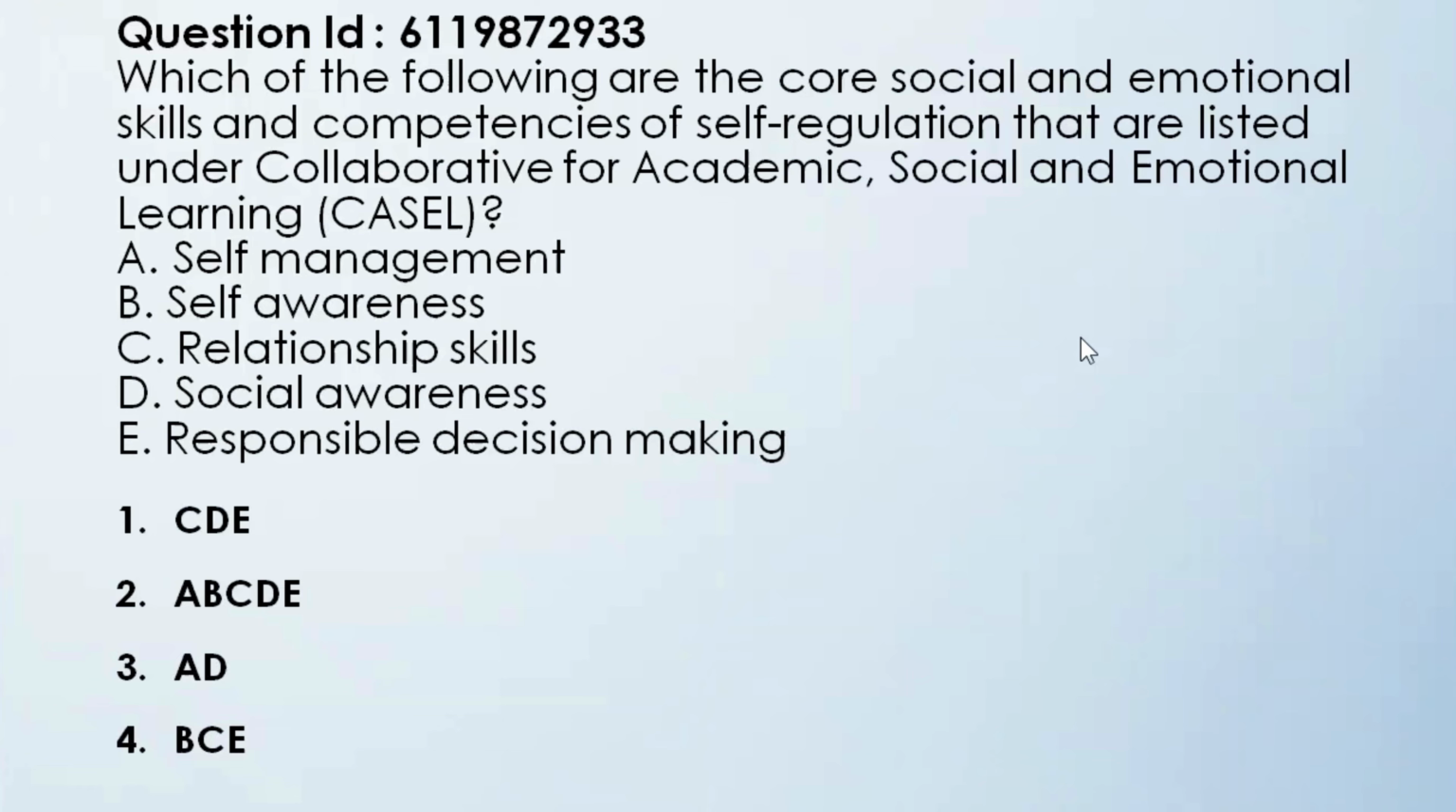This is a very direct concept-based question. Out of the 5 statements that are given here, from self-management to responsible decision-making, if you're very thorough with this concept, you can figure out easily what the correct answer is. In case you're not very sure of the actual answer, think of it this way. Which of these 5 skills and competencies can be part of academic, social, and emotional learning? I hope you have chosen your answer now, and let's see what the correct answer is.